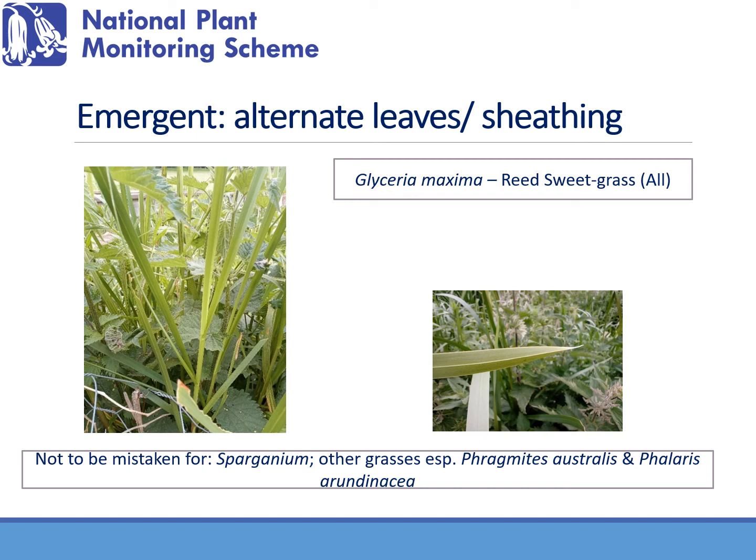Glyceria can often form really dense stands, either as an emergent species, as I've shown in the pictures here, but if you come across disused canals which receive very little boat traffic, you can sometimes find the Glyceria forming floating mats which cover much of the water surface.